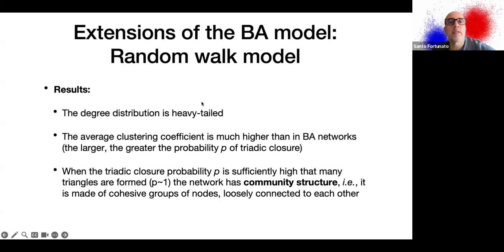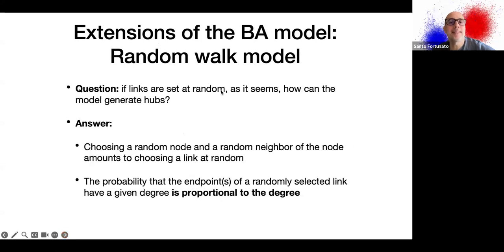How can we explain this model generating hubs despite no explicit mechanism supporting it? Great question. This is the topic of my next slide. If links are set at random, as it seems, how can the model generate hubs? So, really we're following the right way, or maybe I'm just lucky here.